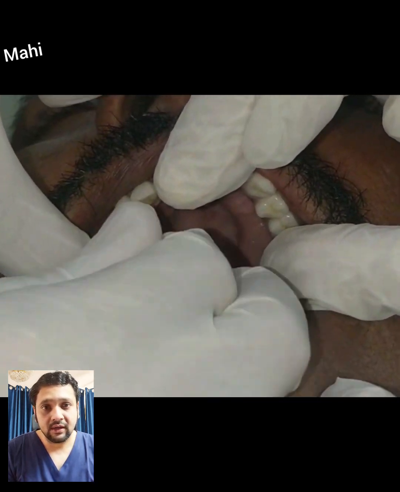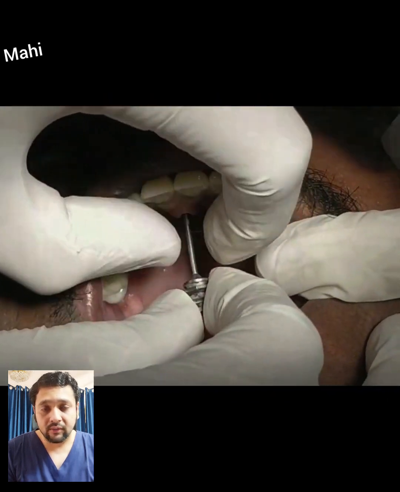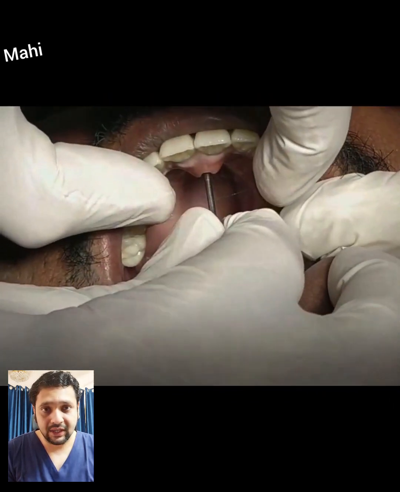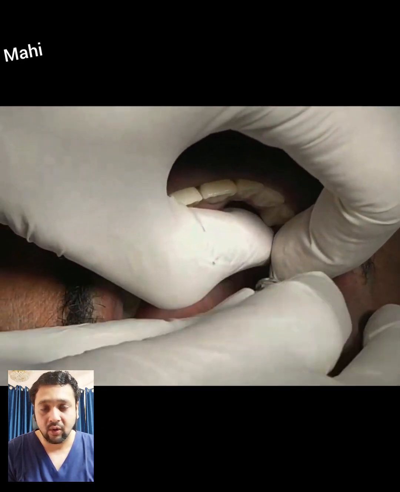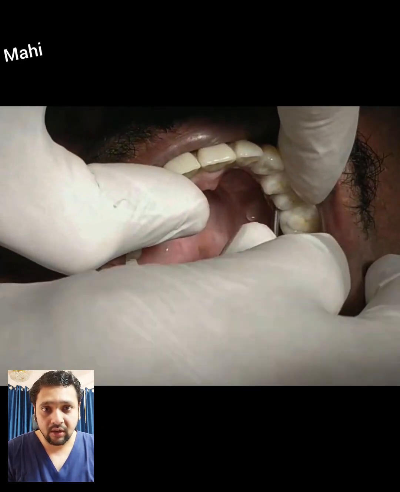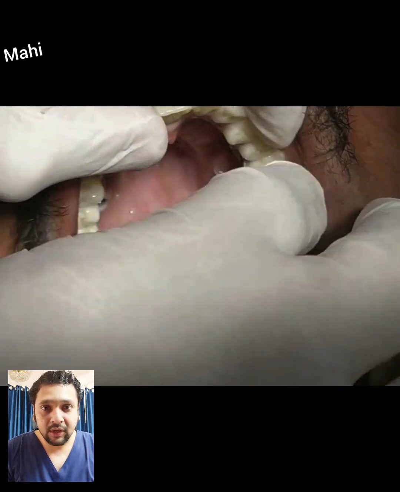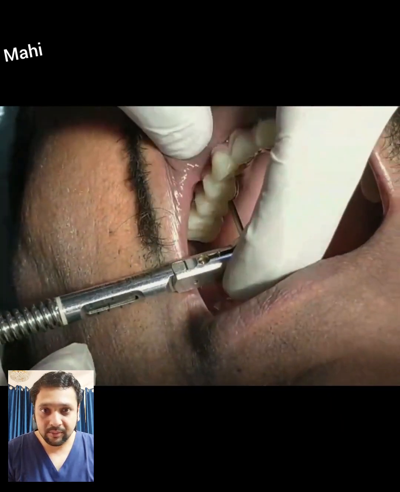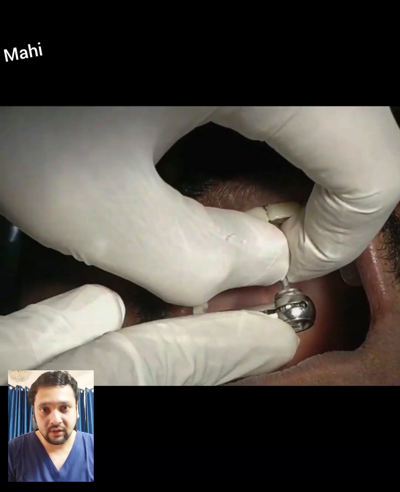You either have to send a jaw relation record, you either have to send a try-in denture, or you can send the previous denture which is present. Here I had a denture which was relined already with tissue conditioner, so I sent that as a record along with the face bow record after the scans. So what the lab did, the lab gave me a PMMA try-in. I did the PMMA try-in and it was absolutely passive here.